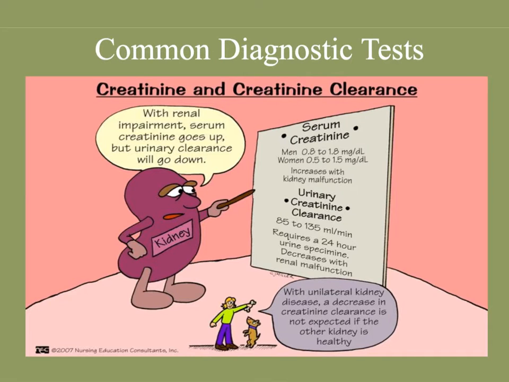This is just a slide that helps explain the creatinine and creatinine clearance. Basically, a urine creatinine clearance would require a 24-hour urine, and you would need to know instructions to give your patient for that. And basically, we monitor over a 24-hour period how much creatinine is being filtered out of the kidneys. If it's not very much, if it's decreased, it can indicate a renal malfunction.